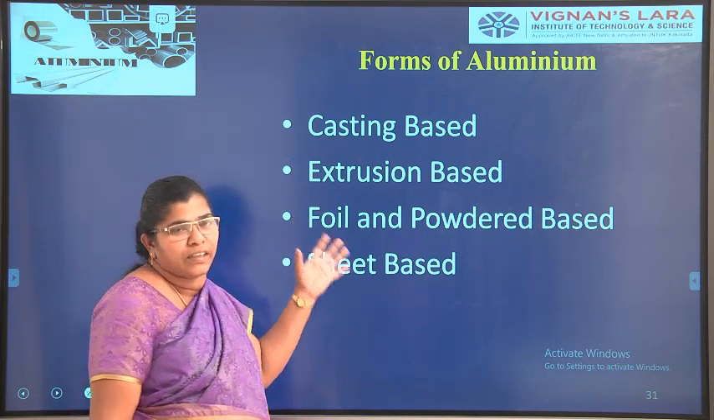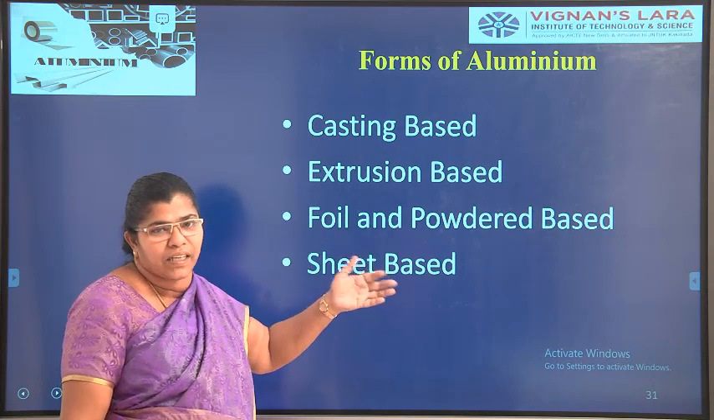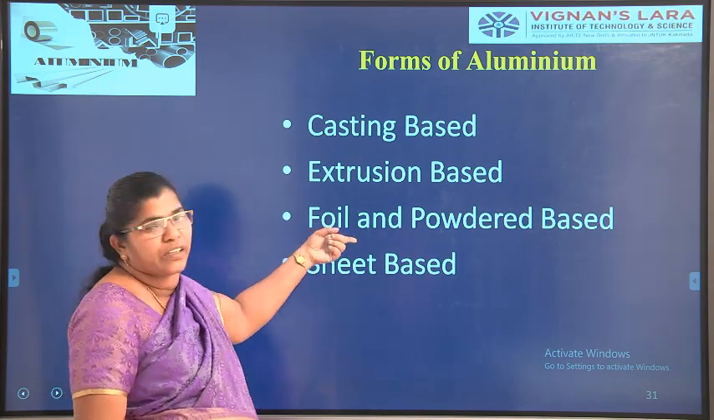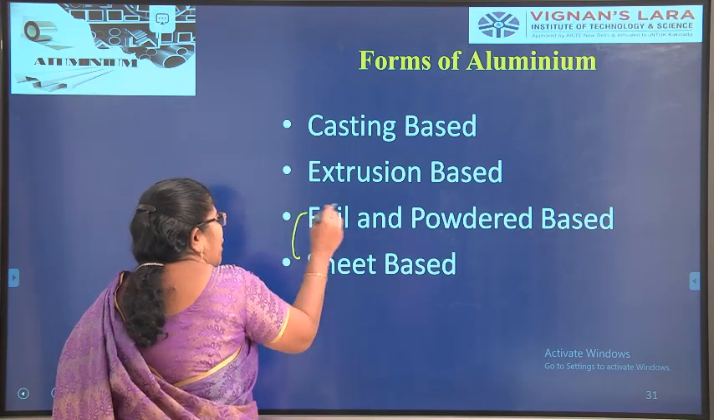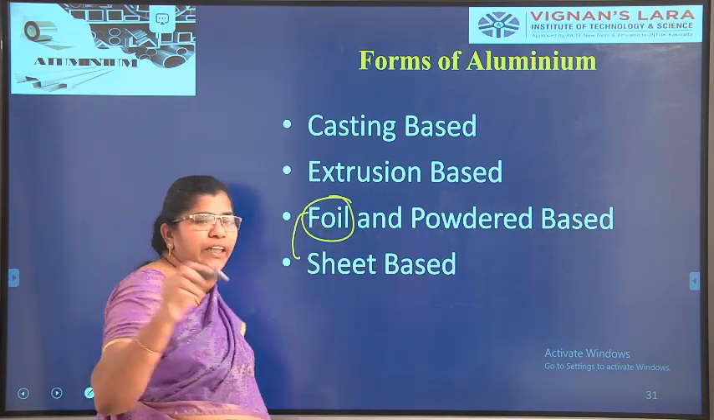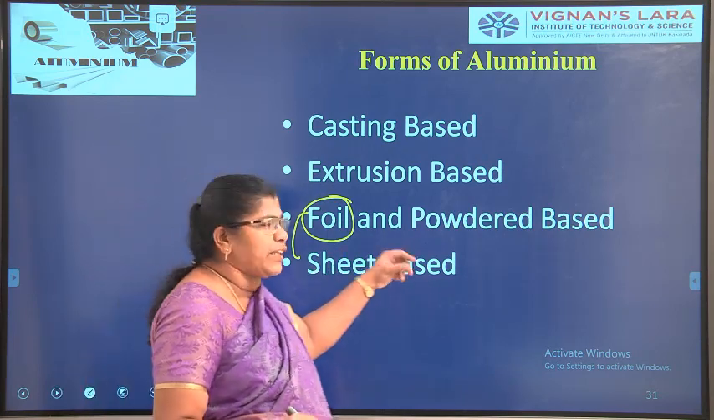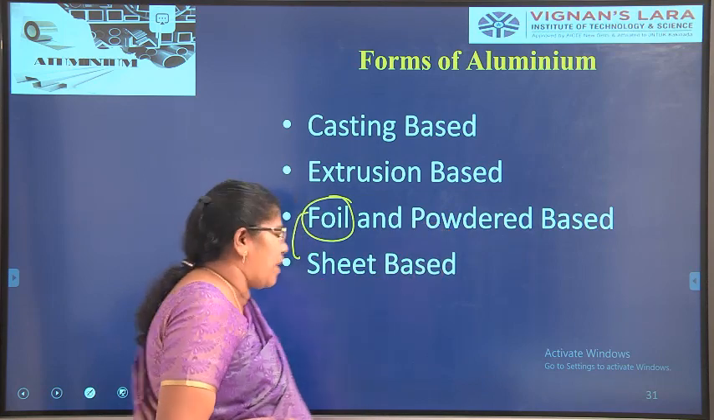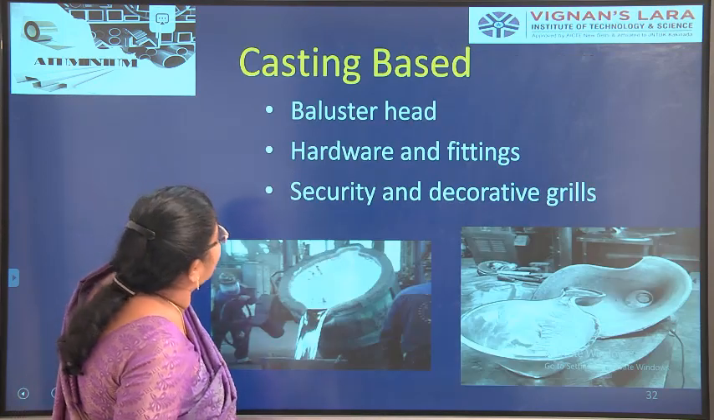I told you this is the one: casting based, extrusion based, and rolling based. Apart from that, there is foil, for powder-based products. Foil is made from sheet. If the sheet is 0.2 mm thickness or below, it is called foil. The foils can be crushed together to form powders. Okay, so the next one is the casting base.